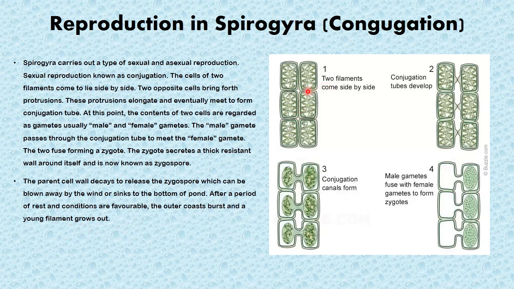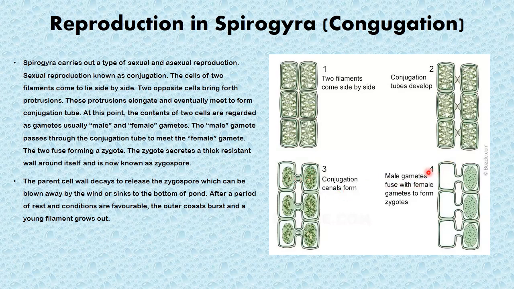As you can see right here, you have 2 filaments coming side by side, and conjugation tubes now develop, as you can see right here. So you can see the protrusion here will form the conjugation tube. Now the conjugation canal forms, that means the space whereby the male will fuse itself with the female gamete.